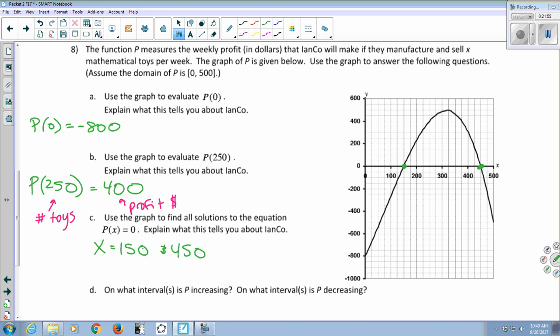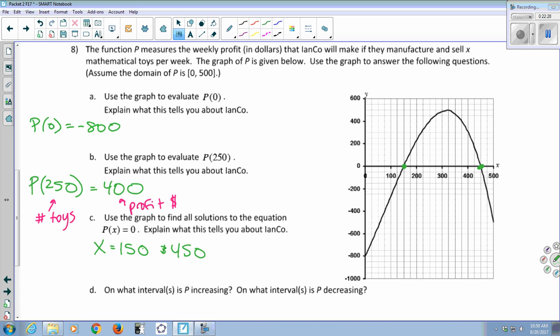So what that means is if you manufacture and sell 150 toys, then your profit is going to be 0, breaking even. Same thing with 450 toys. If you make and sell 450 toys, your profit is going to be 0. You're just breaking even. So it might seem counterintuitive that when you make more toys, your profit starts going down.